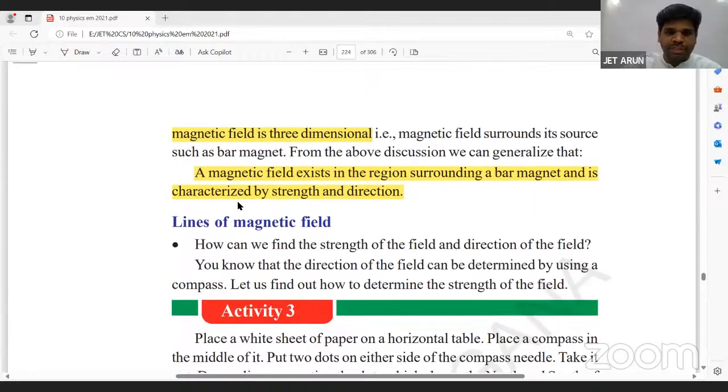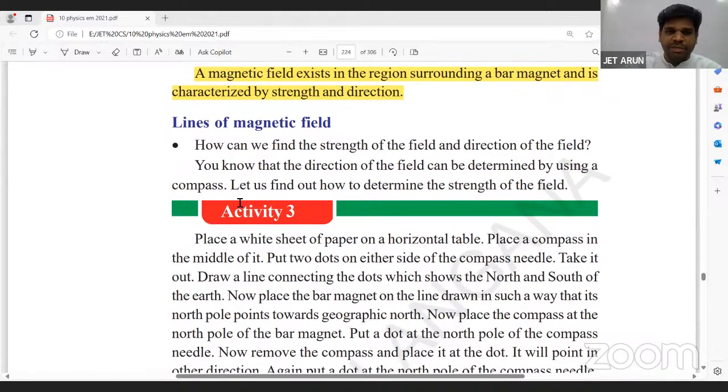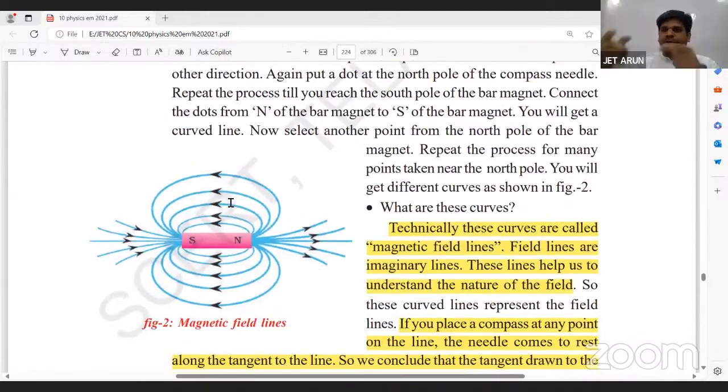Okay. So now let's understand lines of magnetic field. At each place where I put the bar magnet and mark the needle end points, if I join all the segments, I'll get a loop. That loop is nothing but a magnetic field line. Be it a gravitational field line, an electric field line or a magnetic field line, I draw tangents to a curve.